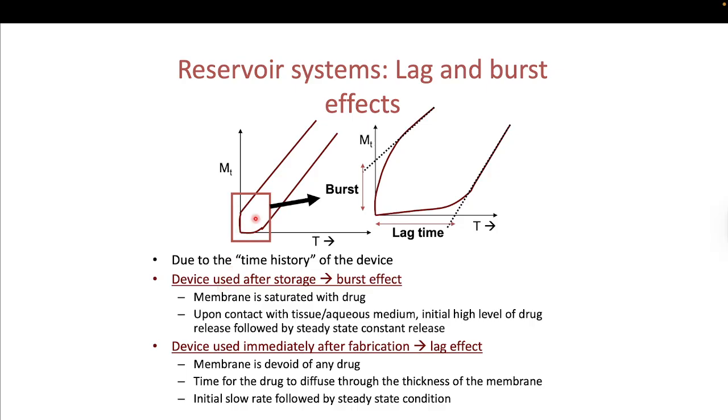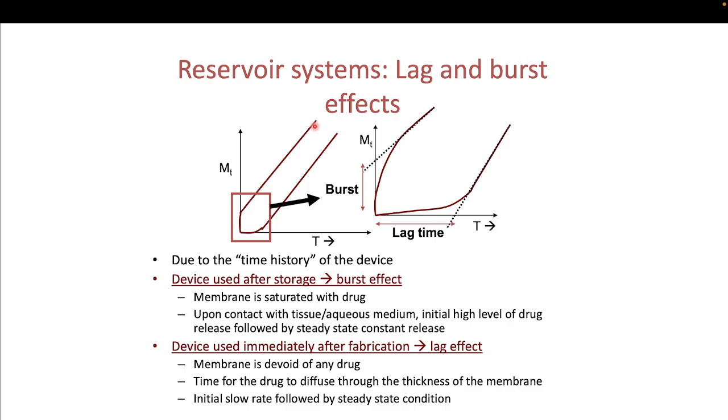You'll see that a large amount of drug gets released at zero time, and over time the rate stabilizes. So this is nothing but the burst effect. On the other hand, you have the lag effect. Let's say you have fabricated your device, you have this drug core, you have a membrane surrounding this drug core, and immediately there is a demand for this device and system, and you put it into a patient's body.